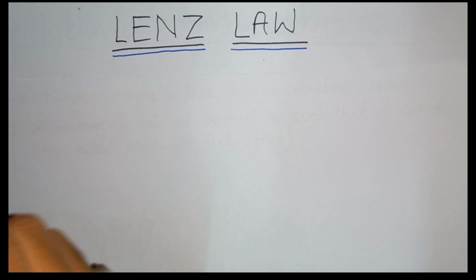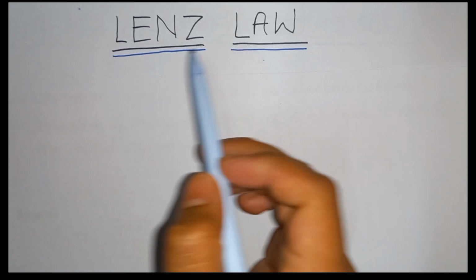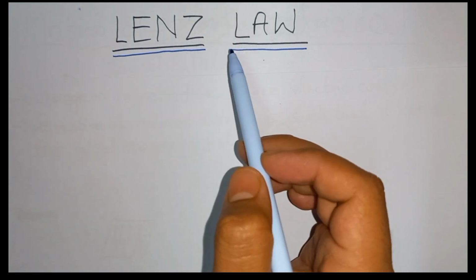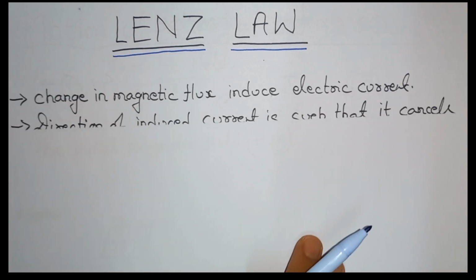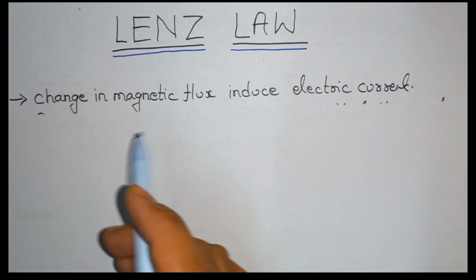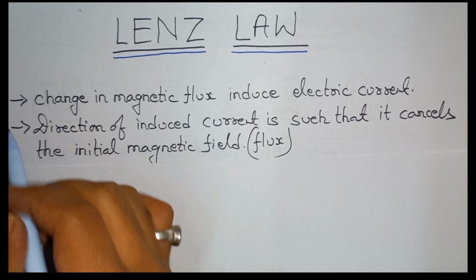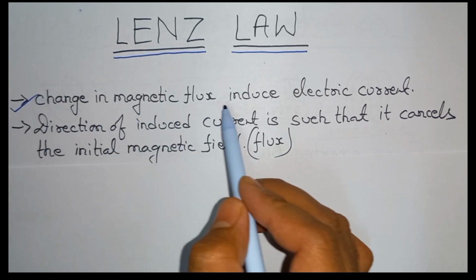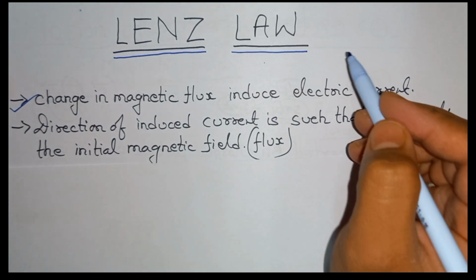Today we are going to know about Lenz's law. What type of law is called Lenz's law? Okay, it is a very important law of magnetism. For that we need to understand these 2 points. The first one is that change in magnetic flux induces electric current.